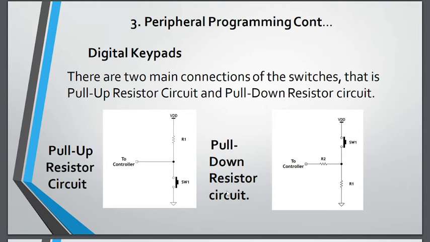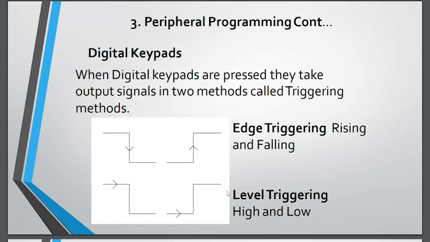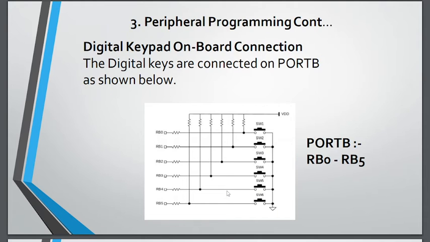It's so simple. Now, when digital keypads are pressed, they take output signals in two methods called the triggering methods. So we have the edge triggering method and the level triggering method as shown. The digital keys are connected to port B as shown below.